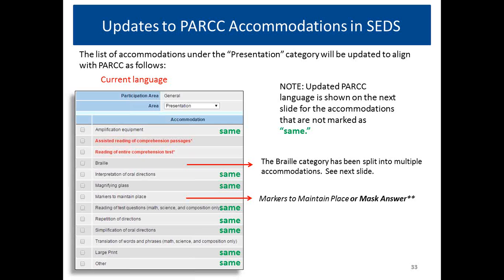And the markers to maintain place, you notice the language has changed a little bit to include the words mask answer. And if you notice that double asterisk mark, if you remember from the previous slide, the double asterisk means it's an accessibility feature. It's not really an accommodation anymore. But we still left it in the list. And in the red, of course, you see the read aloud accommodations listed there. We already talked about how those are going to change. And let me show you the new list of what this section is going to look like.